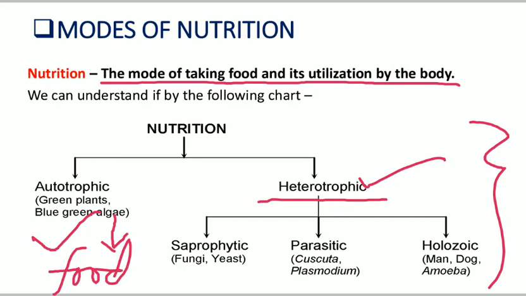It is also subdivided into many parts, like the saprophytic mode of nutrition, the parasitic mode of nutrition and the holozoic mode of nutrition. Man, dog, amoeba, we all come under the holozoic mode of nutrition, as well as the heterotrophic mode of nutrition. Whereas parasites and saprotrophs are some different heterotrophic modes of nutrition. We will discuss this later in different slides, okay?